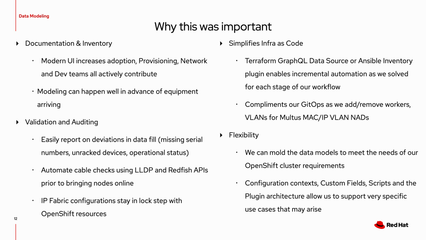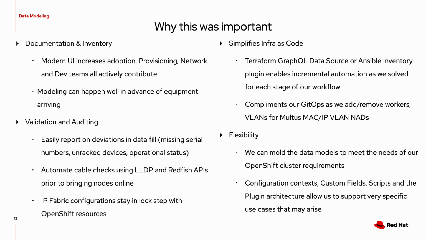All of our IP fabric configuration stays in lockstep with the VLANs that we need to expose towards our workers. Infrastructure as code: we couldn't do this without having an API to call this data back from. Terraform has GraphQL data source plugins that tie in really nicely with NetBox. The GitOps component here is that as we add new VLANs to NetBox, we're able to dynamically use NMState to create and expose those VLANs to our workers, so it all becomes part of the same workflow. And as I mentioned about the data modeling flexibility of NetBox, whatever we couldn't quite do with the native NetBox data model, we found a way to achieve a similar result.